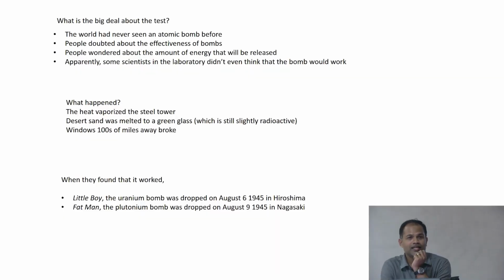So what is the big deal about the test? Okay. So the point is that before this test, the world had never seen something called a nuclear bomb. People had developed nuclear reactions and so on. Some theory was available. Then theoretically it was found that it is possible to make a nuclear bomb. But how strong is the theory? Will it actually happen? So this was the time of Second World War.